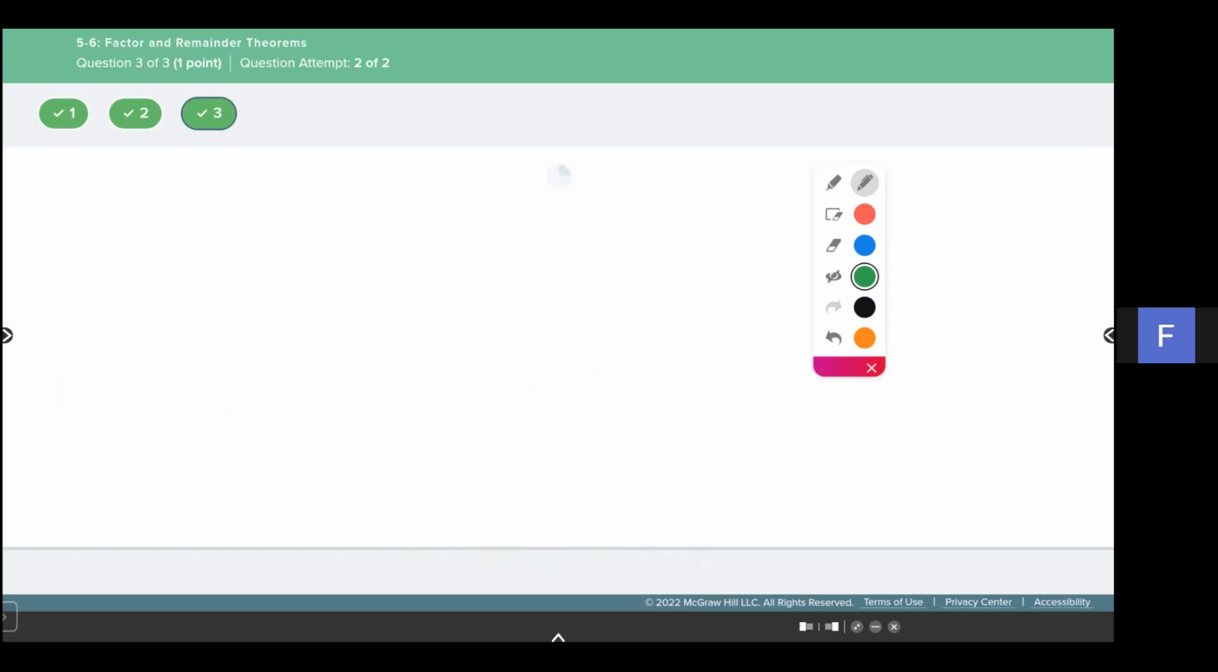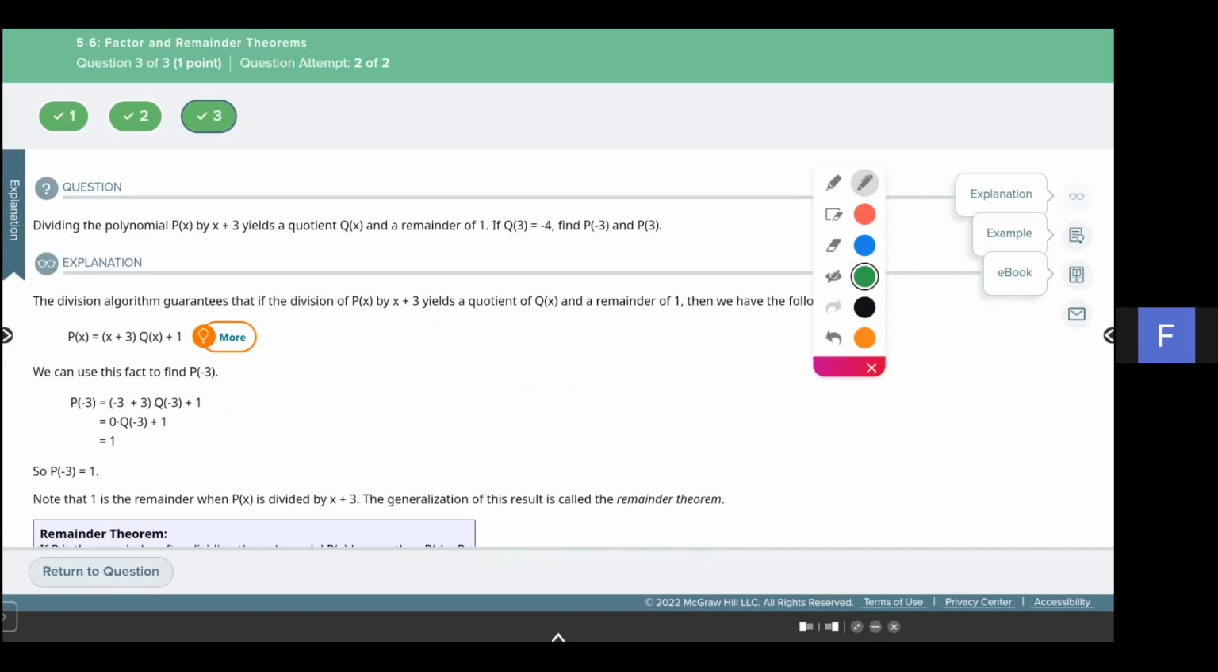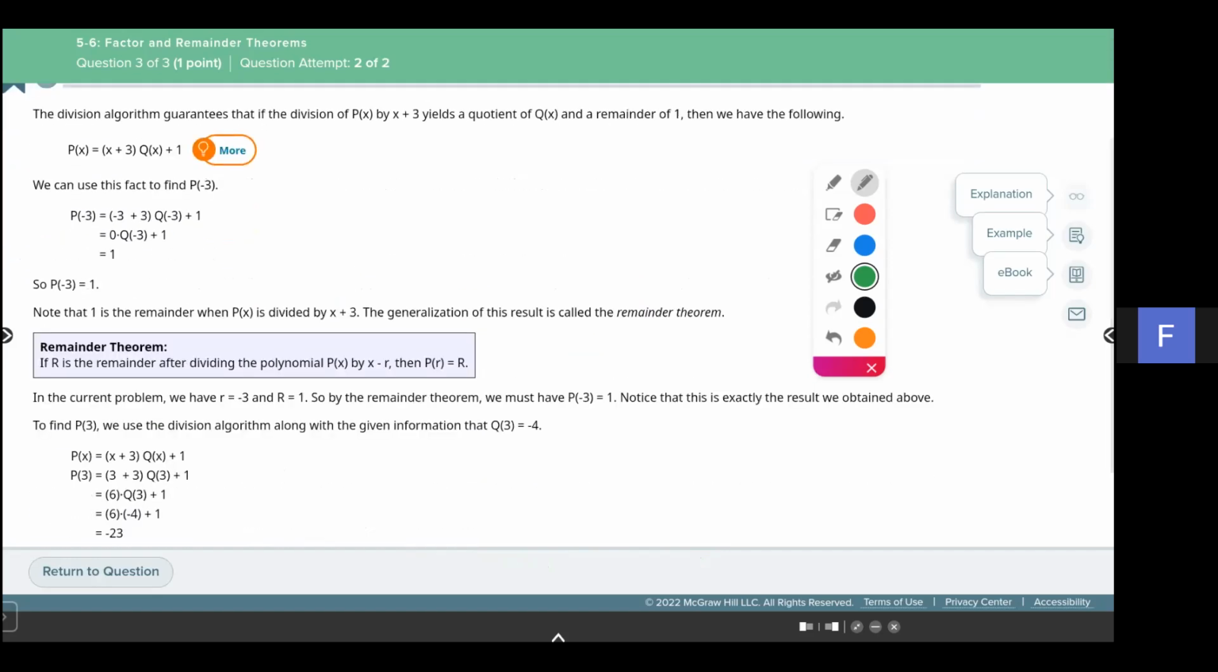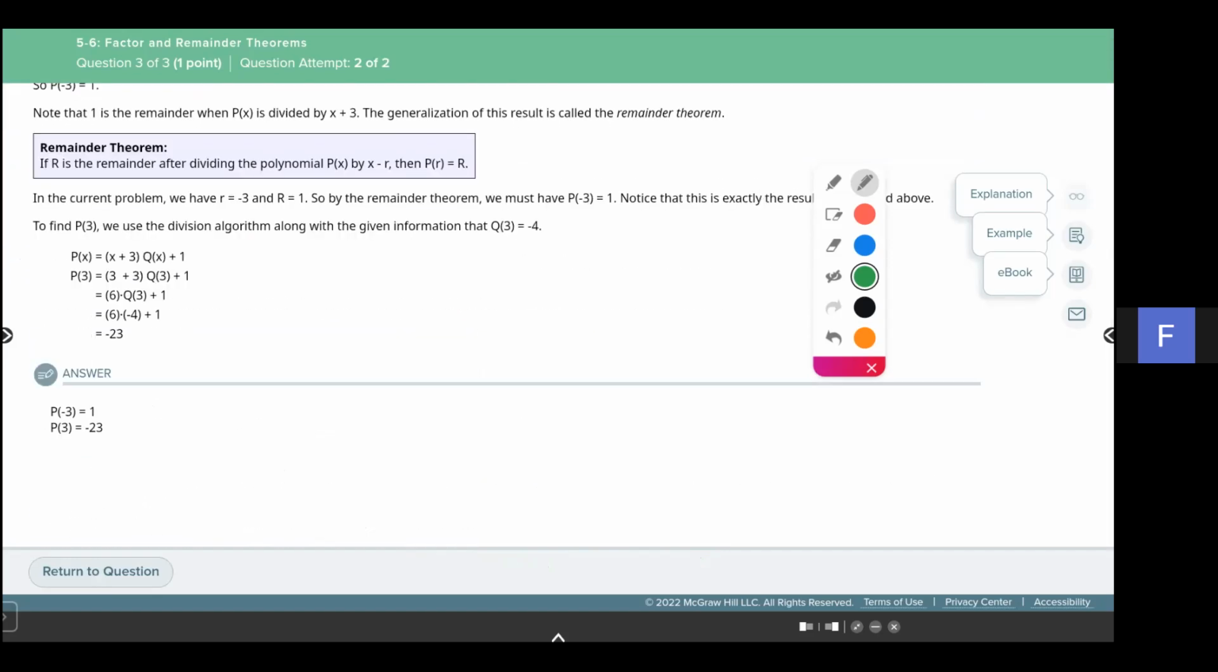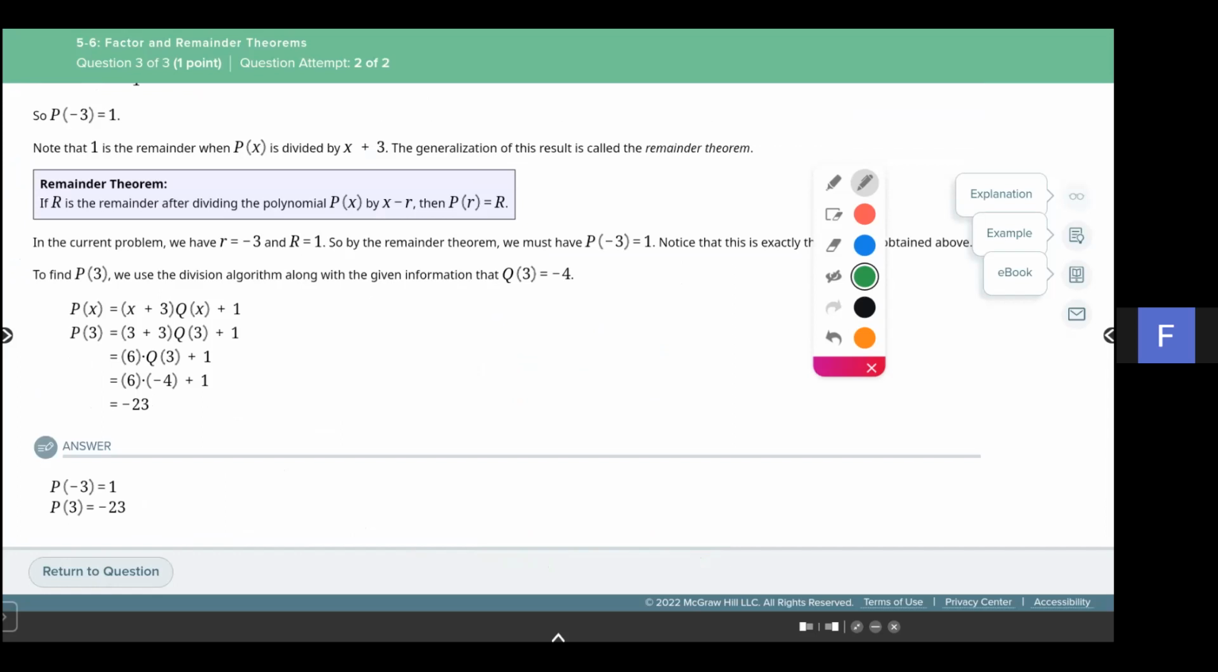If I hit explanation, it does show you it. Since I've already answered, it doesn't say to lose it. And they do show you the walkthrough of how to do it. So that is an option that you have. And then you can see that they had P of X is X plus 3 times Q of X plus 1. And you can just go ahead and go from there.